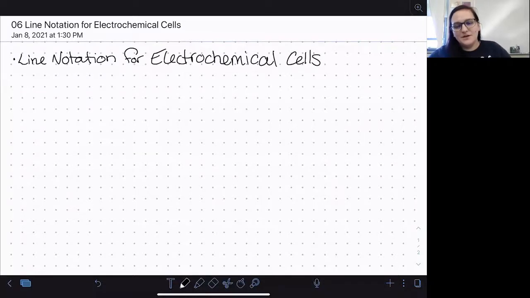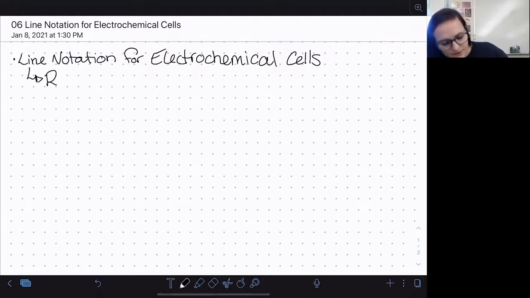In this video, we're going to talk about the common shorthand way that we represent the physical setup of an electrochemical cell. In the last video, I drew this big complicated picture, but we actually have a method for representing that whole setup in a single line of text that you can just type. So that is what we're looking to do here.